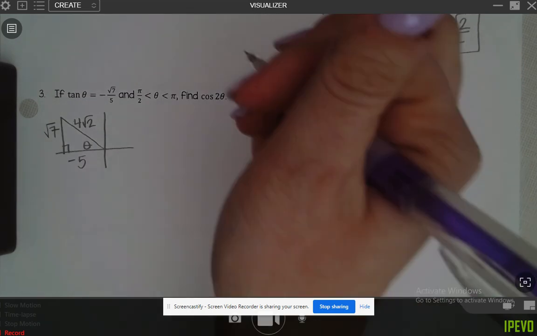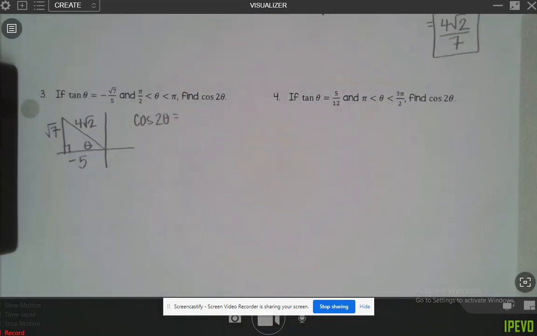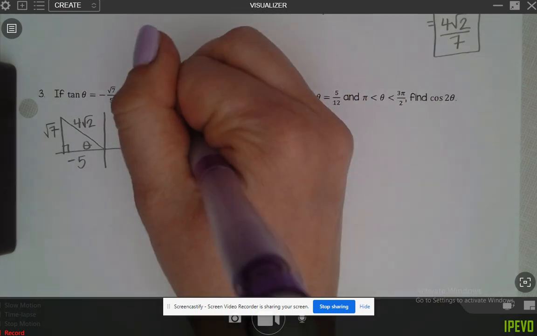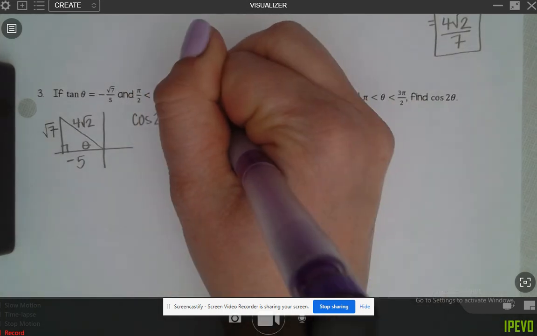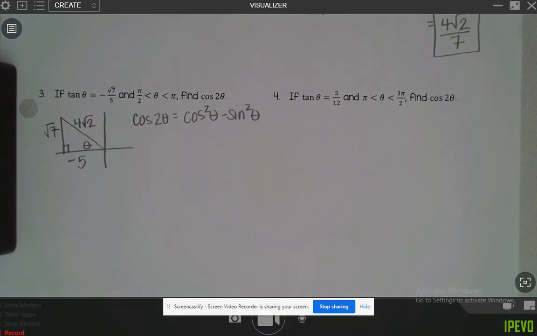All right, so we need the double angle for cosine. Cosine double angle. Now, if you look at your double angles for cosine, how many are there? There's 3. You're going to get the same answer for all 3. It doesn't matter. Me, personally, I usually use the first one. I use just cosine squared minus sine squared. So that's the one I'm going to use here. Cosine squared minus sine squared. Recognize that you're not adding. This does not equal 1. You are subtracting them. It's your double angle formula. You can use any of them.